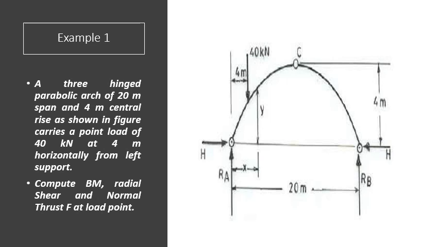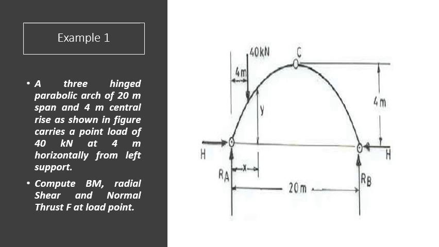So let's see one example. I am showing here only two examples of point loads. In this problem, a 3-hinged parabolic arch of span 20 meter and rise 4 meter carries a point load of 40 kilonewton at 4 meter from the left support. Compute bending moment, radial shear and normal thrust at the loaded point. This is the given problem.